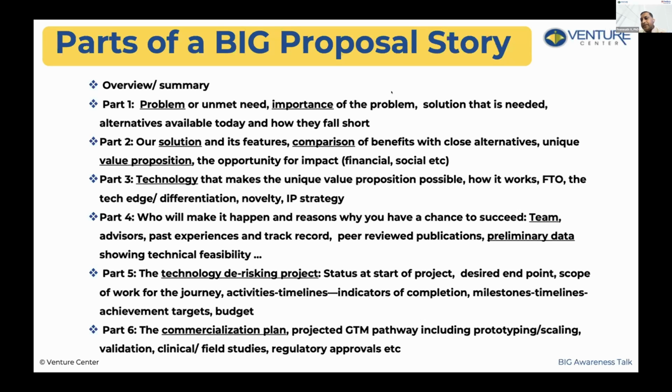Finally, you come to the project, which is the 18 months duration project that you will do under BIG, which is essentially status at the start. You can think of it this way: you're today here. In 18 months, you want to be at some desired endpoint, and that journey involves a certain scope of work. That scope of work you can divide into certain activities, timelines, and indicators of completion. And you can define milestones with certain timelines where you'll achieve certain targets with a certain budget, right?